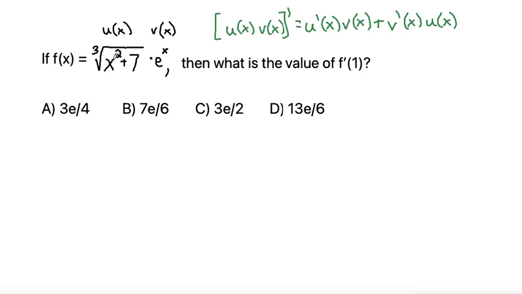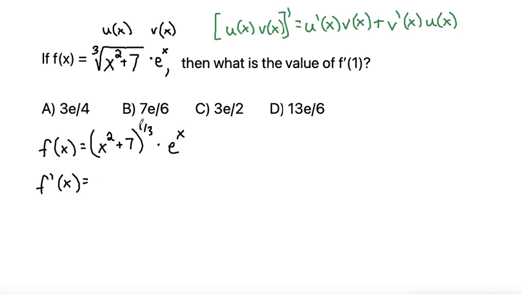And in order to take our derivatives, let's rewrite our cube root as a power so that we can take the derivative more easily. So let's write it, not f prime of x yet, but just rewriting f of x as x squared plus 7 to the power of 1/3 using the fractional exponent rule, and then times e to the x.